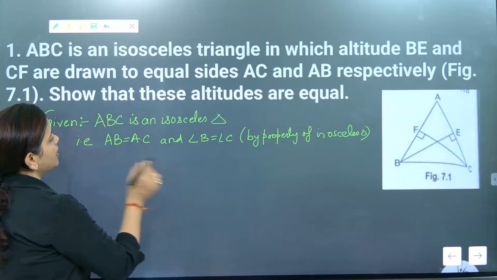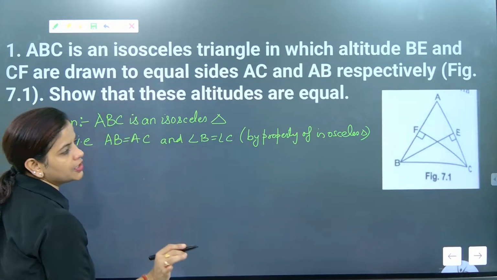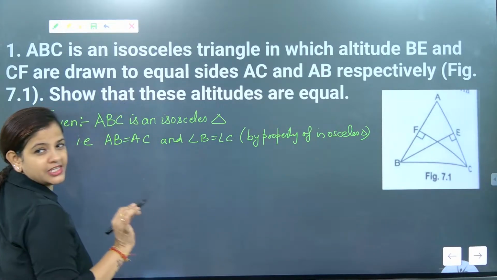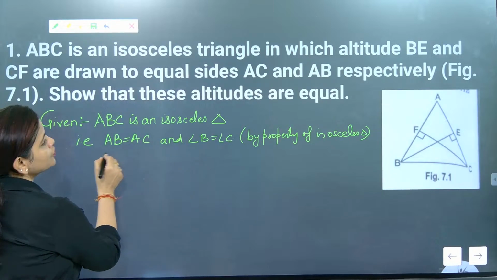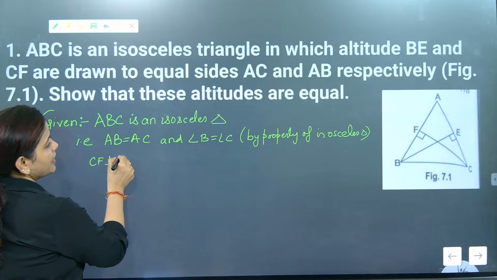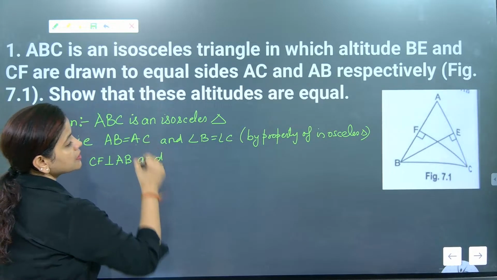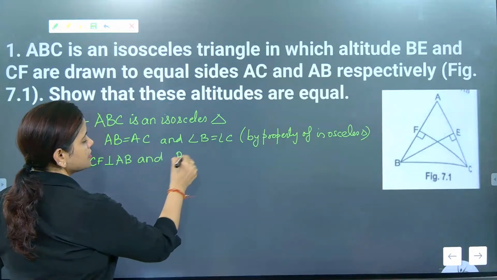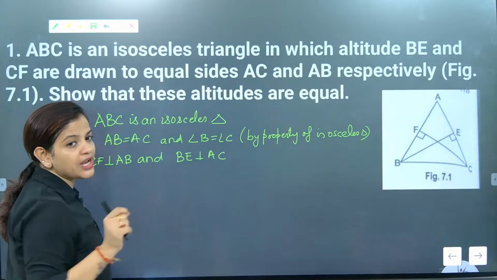Okay, now look here, beta. After that, what are they telling? AB is equal to AC, given. Correct? Now we will do one work. What is to prove? What is an altitude? CF is perpendicular to AB and BE is perpendicular to AC. You need to write everything.